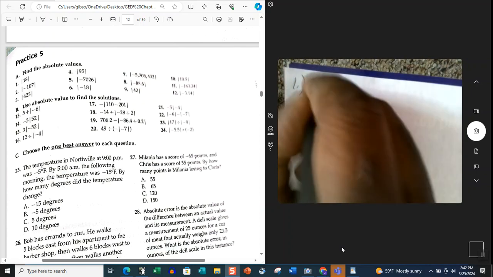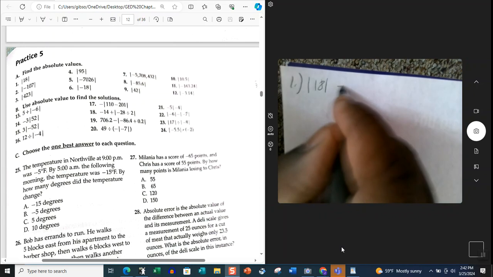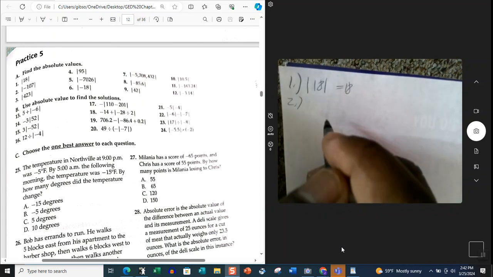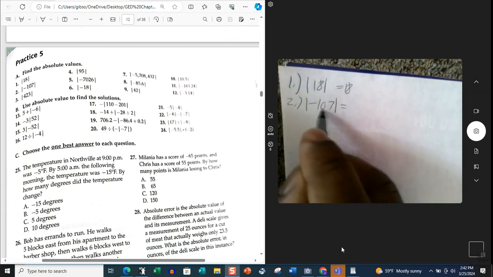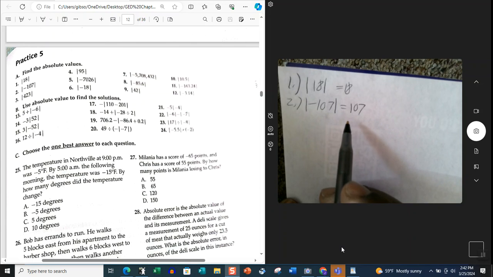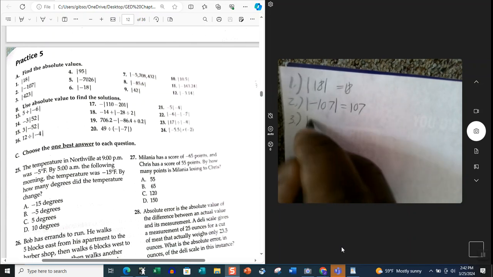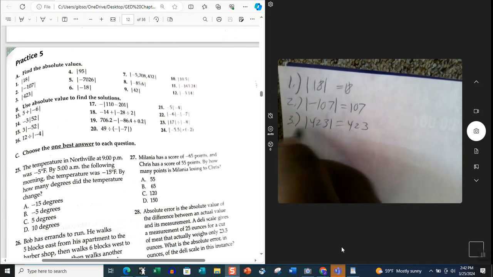18. Absolute value of 18 is just 18. Problem number 2, we had an absolute value of a negative 107. Absolute value is just 107 because a negative 107 is 107 paces away from 0. Okay, number 3, absolute value of 423, which will give us 423.